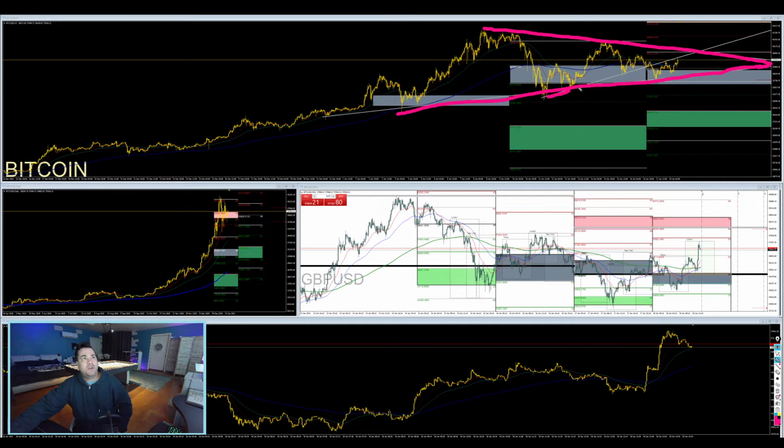I had this drawn right here, but I've known before from the past that Bitcoin likes to put in these little bit smaller triangles within a larger triangle, and usually that's the fake out triangle. So this is the real one right here that I'm using.